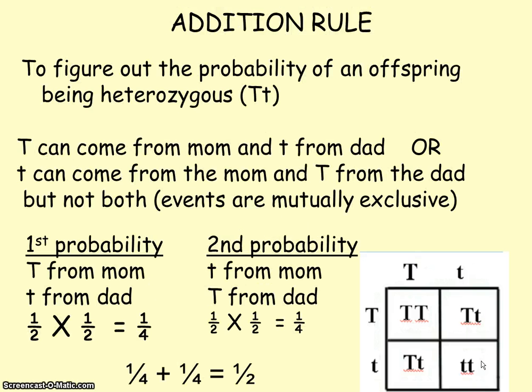Addition. So to figure out the probability of offspring being heterozygous, a big T can come from mom and a small t from dad, or vice versa. So if I get it the first way, I have a 1/4 chance. Second way, a 1/4 chance. Now I add those together to give me 50%. Yes, you could probably do these ones without doing the probability, but when we start talking about di, tri, quadruple hybrids, you're going to want to use probability.